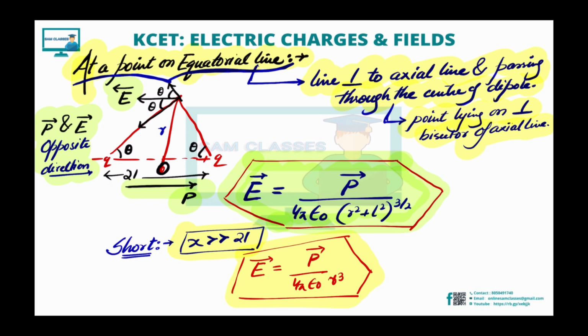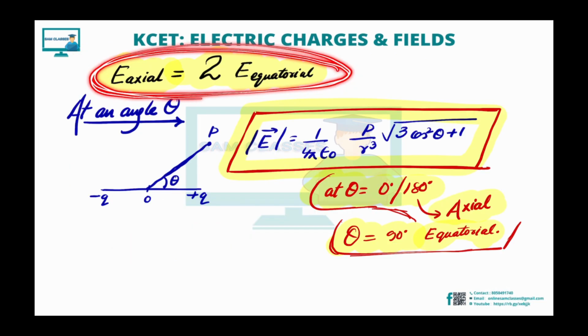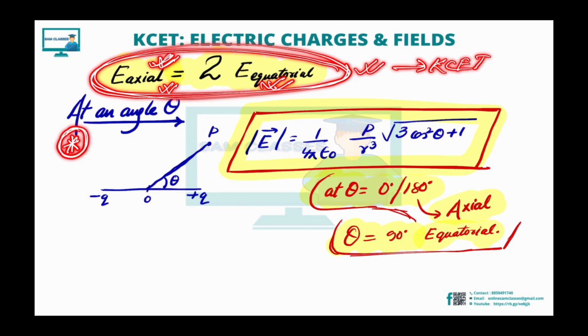Okay. Now let's see the next page. What is the relation that comes up with axial and equatorial? So very simple. With this relation also, a lot of KCET questions will be solved. Your electric field at the axial is double that of equatorial. So axial is always greater than the equatorial.